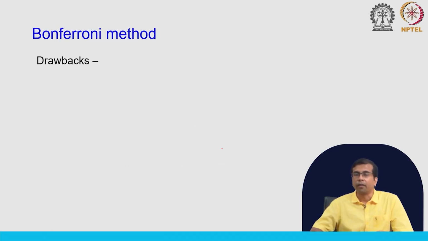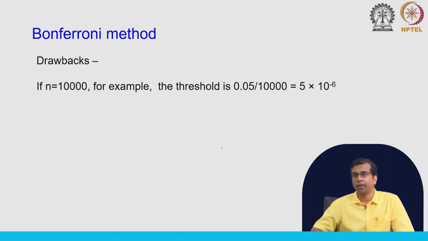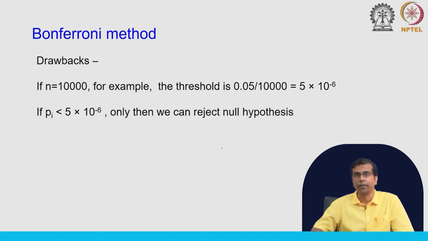What are the drawbacks of Bonferroni correction? One of the things you can probably imagine is, if n equals 10,000, for example, the threshold is 0.05 divided by 10,000, and it becomes 5 into 10 to the power minus 6. If you are doing more statistical tests, this value will be reduced much further. So, you will get maybe 10 to the minus 7 or 10 to the minus 8 as the cutoffs.